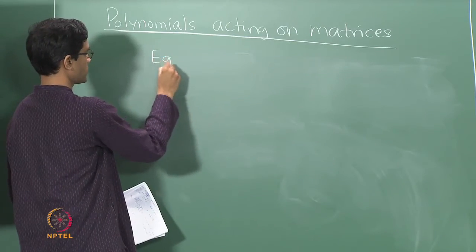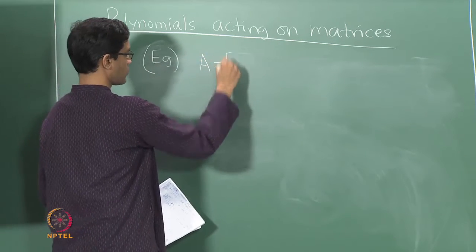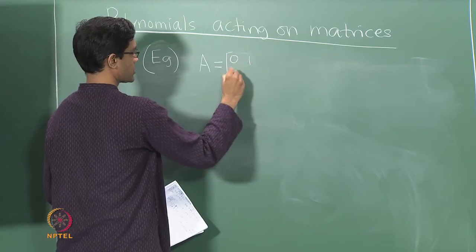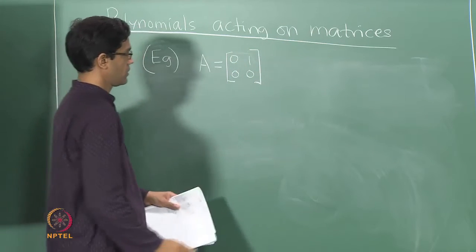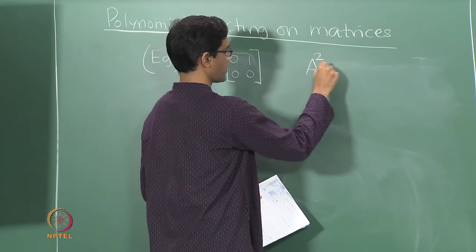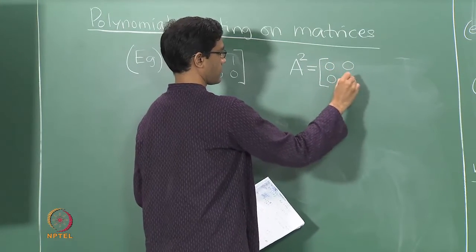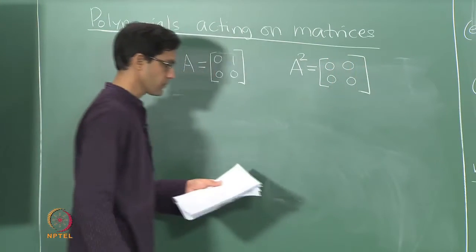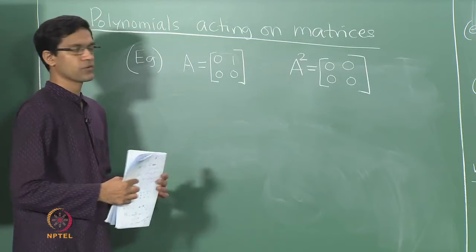What I'd like to do is again start out with the following example. Take a 2 cross 2 matrix A which just has 0, 1, 0, 0. And again think in terms of polynomials, so let us compute A squared for instance, and here is what one finds, that squaring this matrix just produces a matrix of zeros.